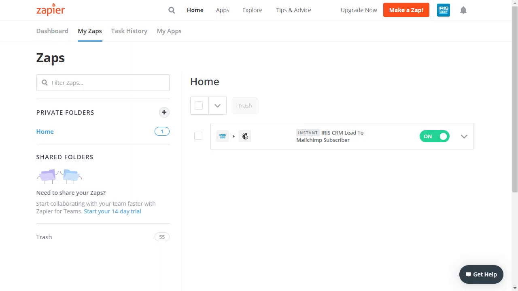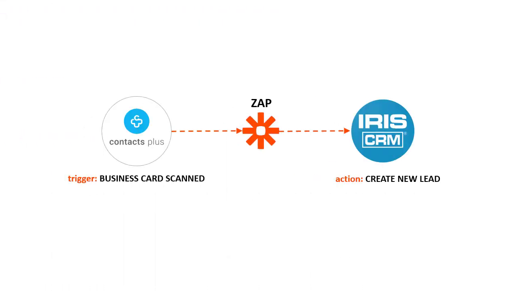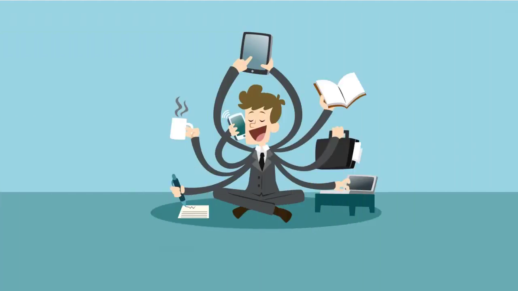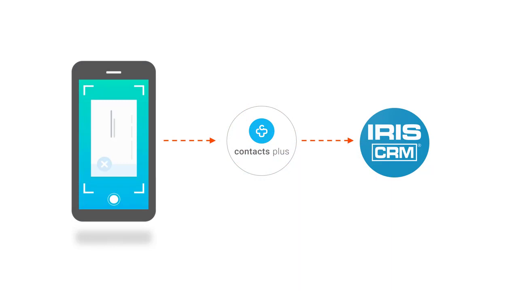Another really valuable example of a Zap is using Contacts Plus to create a new lead by taking a picture of a business card. Imagine that your sales agents are collecting business cards while working with prospects all day. Sales reps are often busy and forget to enter their business cards as leads to IRIS CRM because of the manual data entry involved.